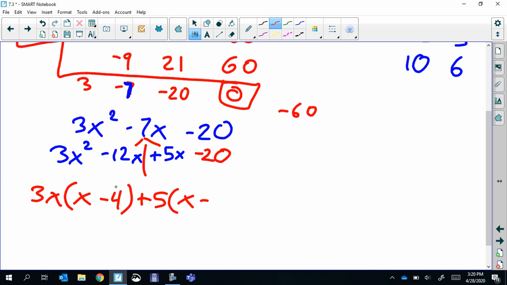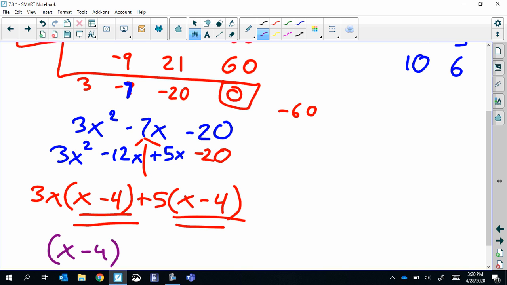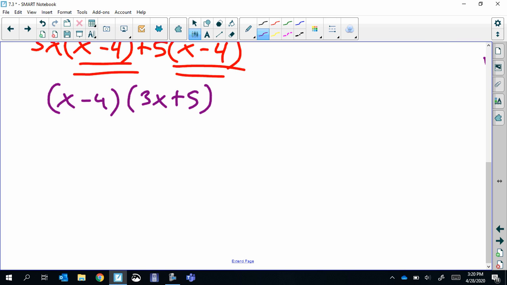So 20 factoring out of 5, that's a 4. Now these match. That's how I knew I had messed up, because those were not going to match the way it was. But those do match. So that's x minus 4, and then 3x plus 5. We're solving that out the rest of the way, which means x equals 4 and 3x equals -5. I'll do it in 2 steps.